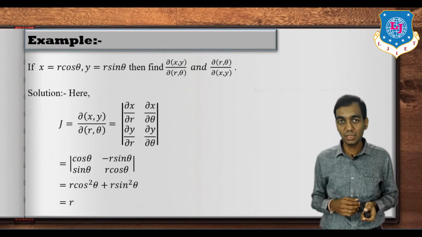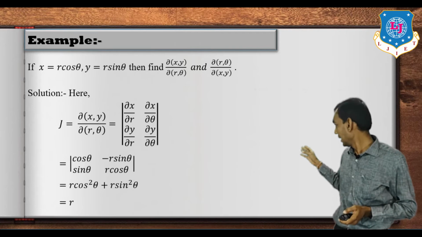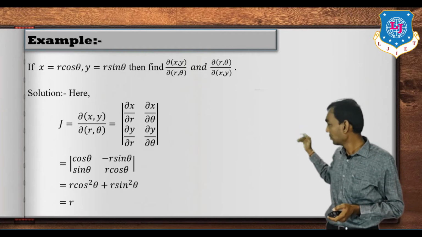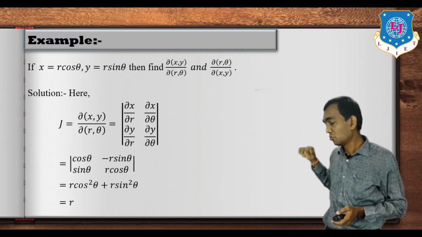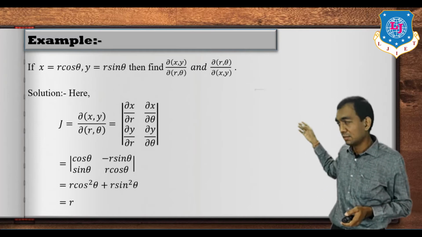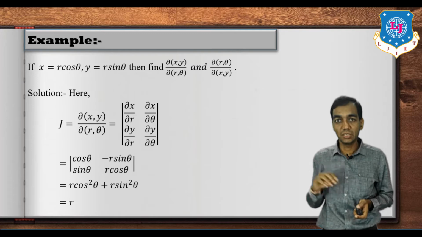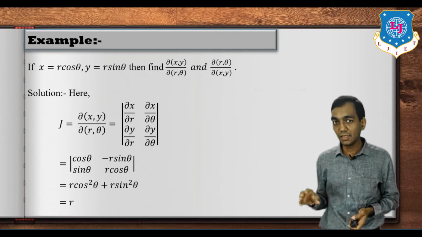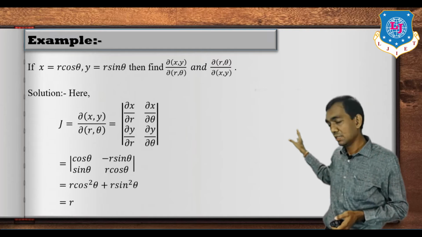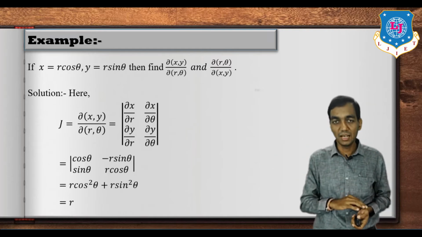Now we are going on to the example. If x is equal to r cos theta, y is equal to r sin theta, then find the Jacobian of (x, y) with respect to (r, theta) and the Jacobian of (r, theta) with respect to (x, y). That means find J and J dash. Here J is equal to del (x, y) divided by del (r, theta).